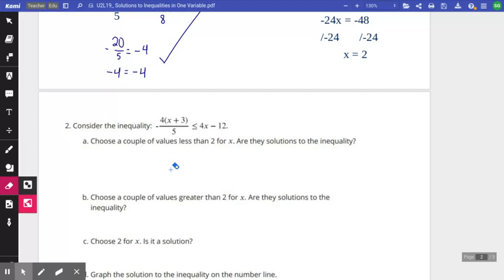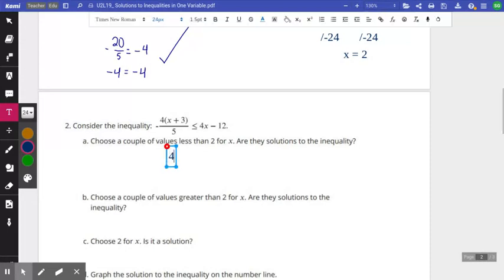I'm going to have you go ahead, pause the video now and try that yourself. There are a lot of different values that are less than 2. Go ahead and try like 1 or 2 and see what you get. All right. So for this one here, the value that's less than 2 that I'm going to try, I'm going to pick 0. 0 just always seems to be a real easy number to try.